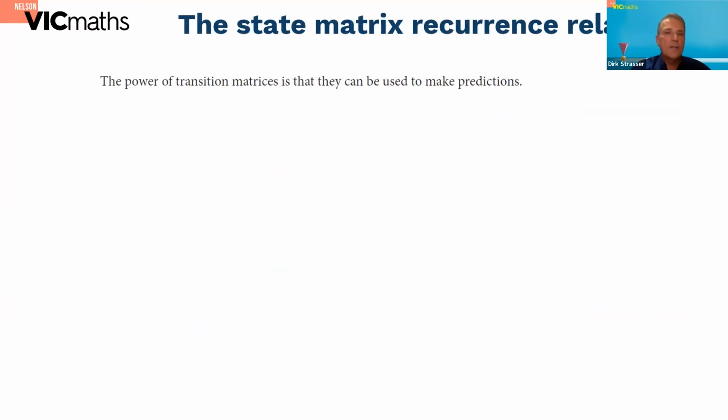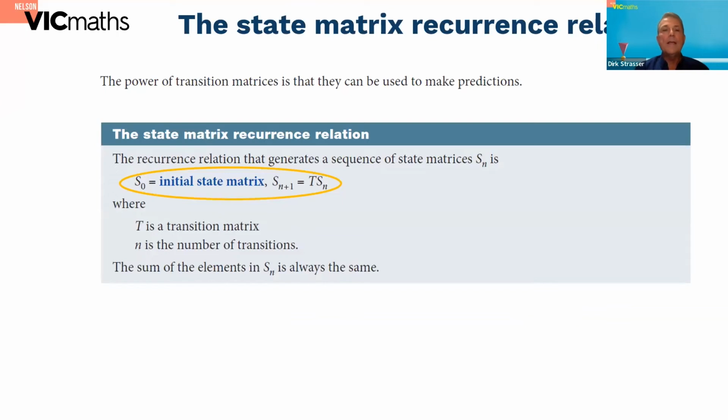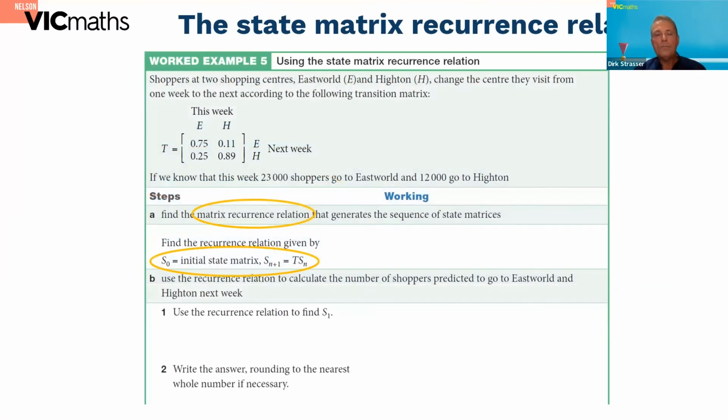The power of transition matrices is that they can be used to make predictions, and they're done via a recurrence relation, and it's essentially the same as the recurrence relation that appears in financial maths. So you'd be familiar with them. It's just with matrices, but the principle is exactly the same, where you start with an initial state matrix and you use a recurrence relation to get the next one, and then you continue and so on.